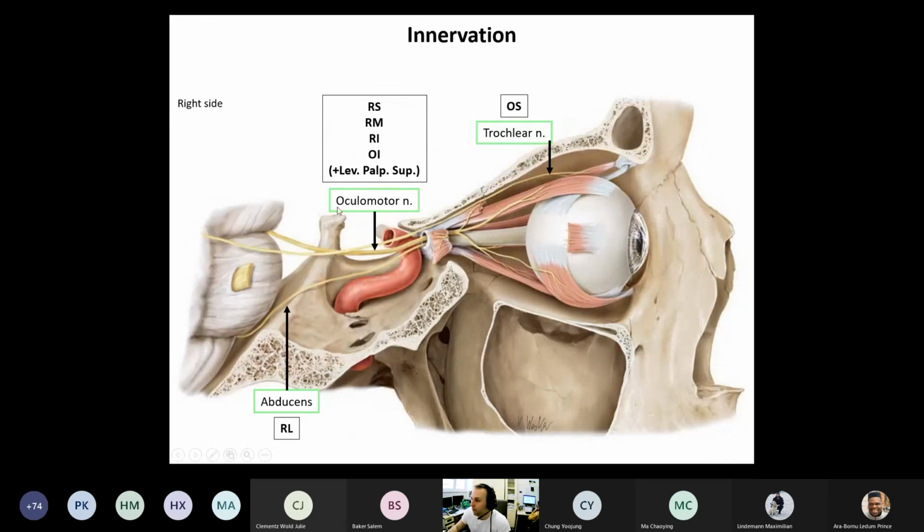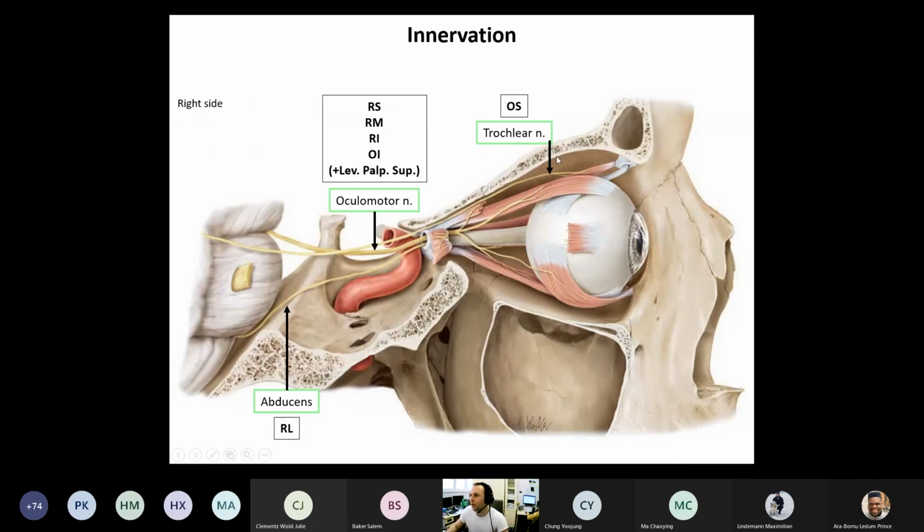So you have the oculomotor nerve, which will divide into a superior and an inferior branch, and this will innervate most of the muscles. So superior, inferior rectus, medial rectus, and the inferior oblique are all innervated by the oculomotor nerve, and also this accessory muscle, the levator palpebrae superioris muscle, is also innervated by the oculomotor nerve, even though it is not considered strictly an eye muscle, but it does not matter, still innervated.